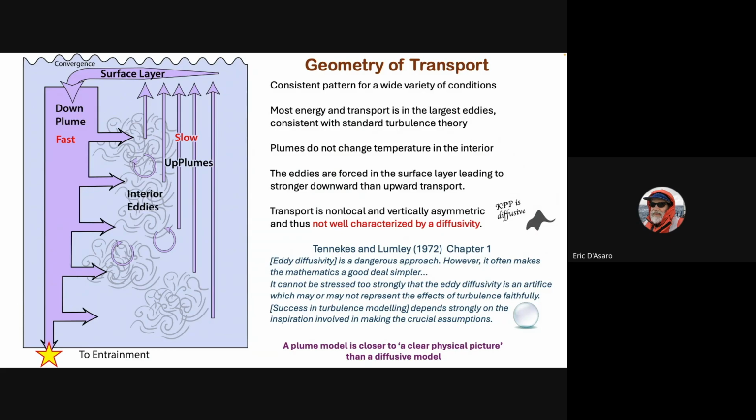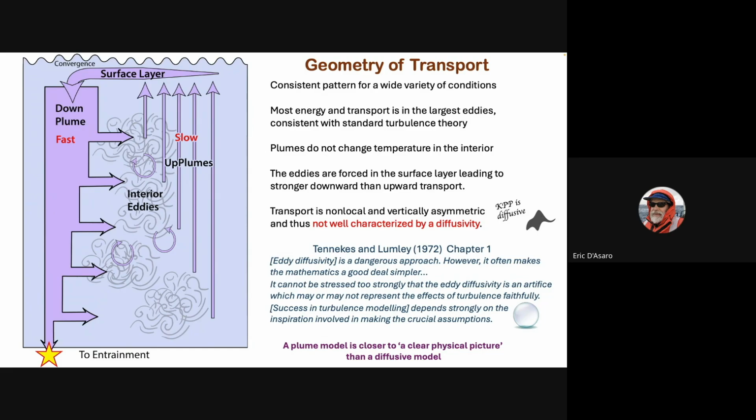And add the additional thing that during these plumes, the temperature that a piece of water has is just what it got at the surface. This is a non-local transport model for sure. It's vertically asymmetric, and therefore it's not well characterized by a diffusivity. A diffusivity says that I've got little eddies and they all add up. This is the exact opposite. Most of the eddies are so big they won't even fit in the layer.